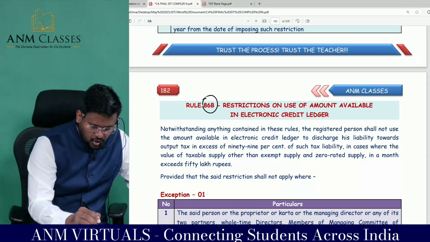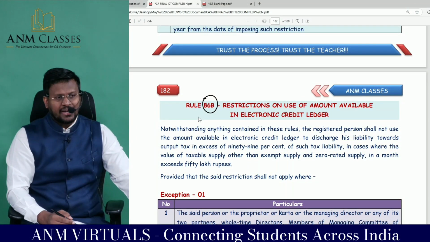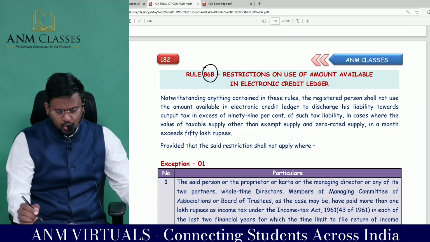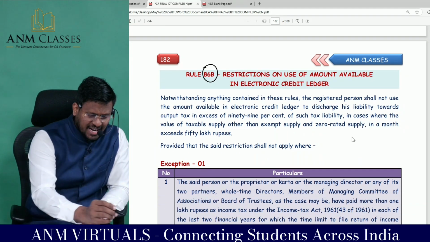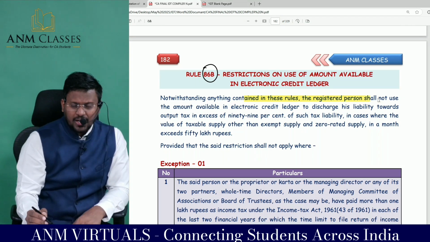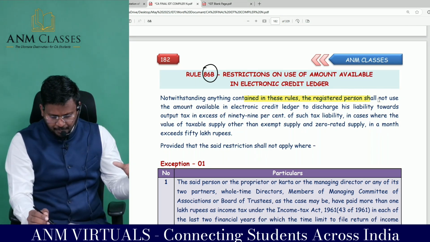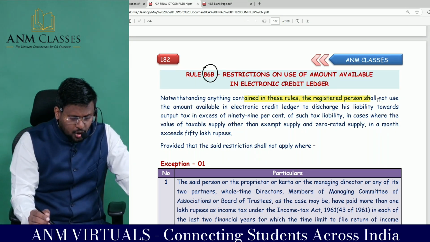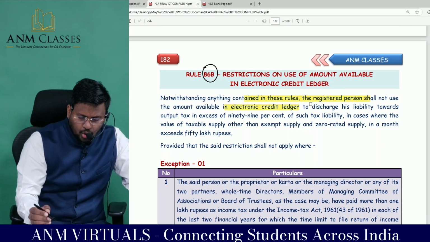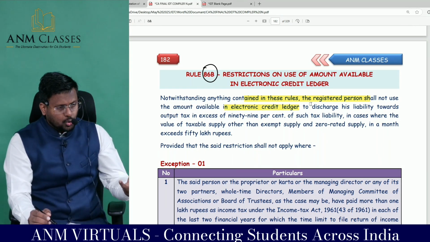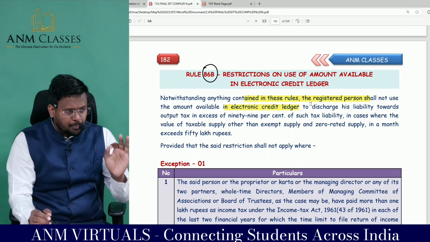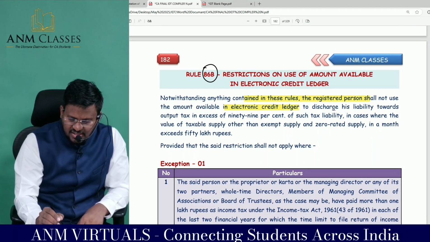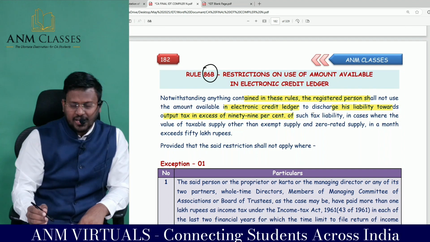There is one more rule, called Rule 86B: restriction on use of amount available in the electronic credit ledger. Notwithstanding anything contained in these rules, whatever we said in these rules, put it aside. A registered person shall not use the amount available in the electronic credit ledger. Even though you have a balance available in the electronic credit ledger, you are not supposed to use that amount to discharge its liability towards output tax.